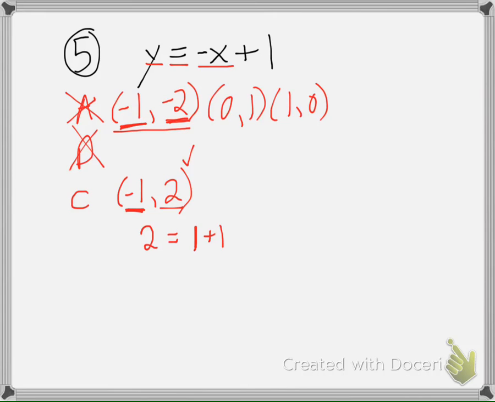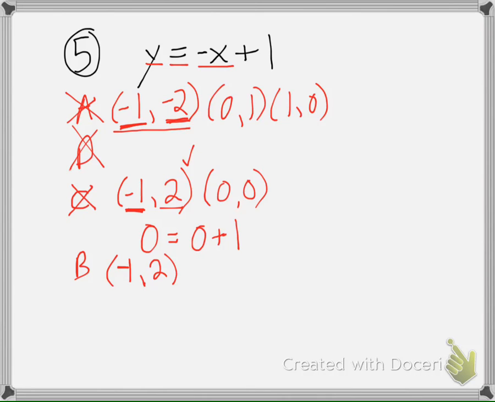(-1, 2) is good. Notice (-1, 2) is also in B, right? Okay, so that's the first one. Let's look at the next one. We have (0, 0). Plugging into my equation, 0 equals -x. Well, there's no such thing as -0, so it'll still be 0 plus 1. Does 0 equal 0 plus 1? No, obviously not. So that means C is not our answer, which means the correct answer should be B. We already know (-1, 2) is good because we worked that one out when we were doing C.